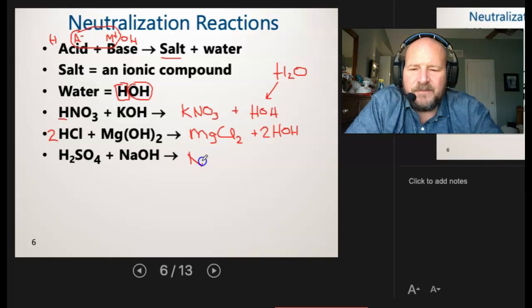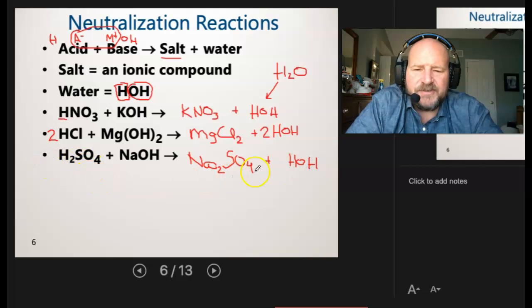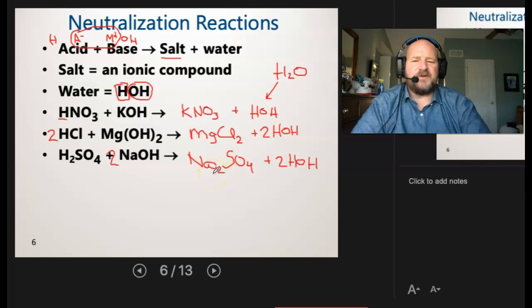Again, I'm going to write my salt first. I have Na. I'm going to need 2 of those to go with the SO4. The SO4 is a 2-. And of course, water. Now the acid's going to generate 2 hydrogens, so I know I'm going to need 2 waters. It's going to give me 2 hydroxides, so I'll put a 2 in front of the sodium hydroxide. It's going to give me 2 sodiums, but that's all right. I needed those 2 sodiums anyway.